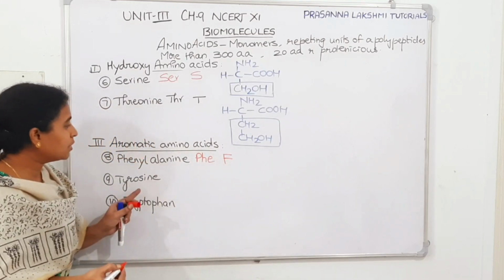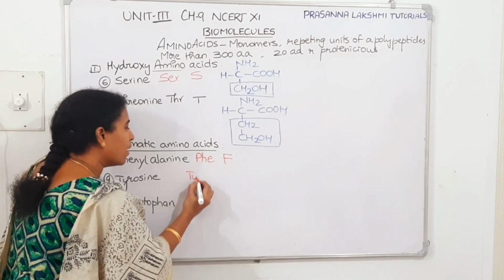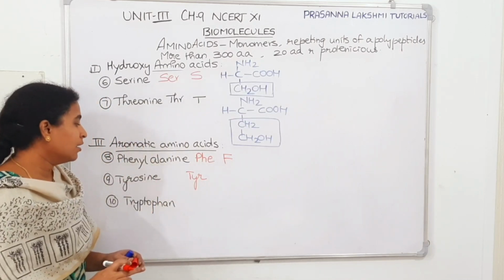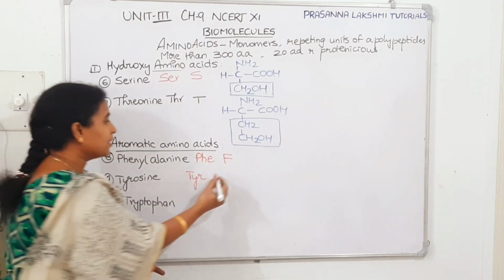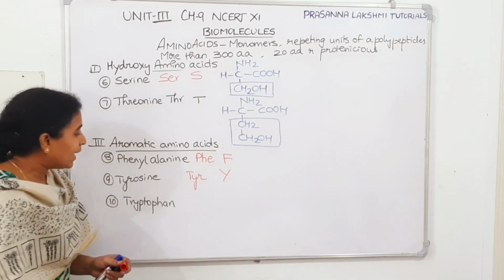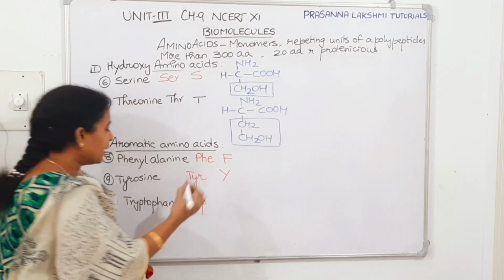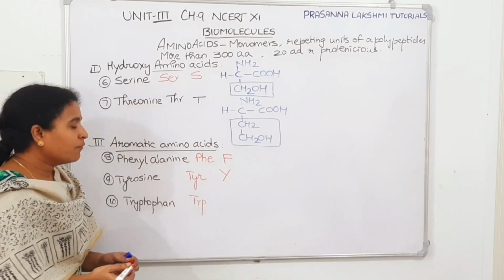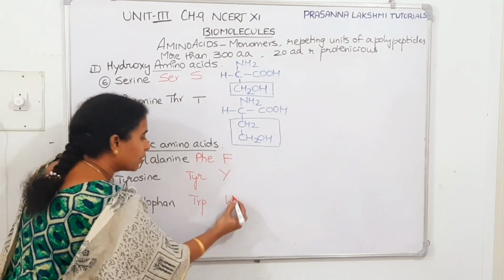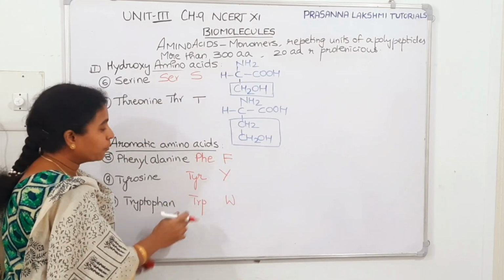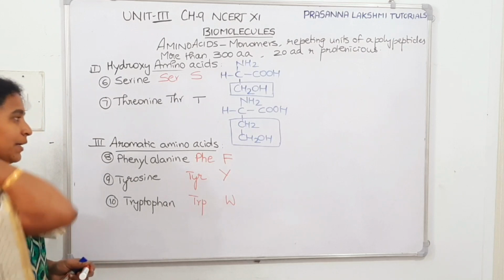Now, the 3-letter representation of tyrosine will be TYR. And T we have given for threonine. So, here we'll go with Y then. The second alphabet is Y. So, we are going with Y. And tryptophan, the 3-letter representation will be TRP. And the single letter representation will go with W. Because T for threonine, R for arginine will go, P for proline. So, that's why we are going with alphabet W.